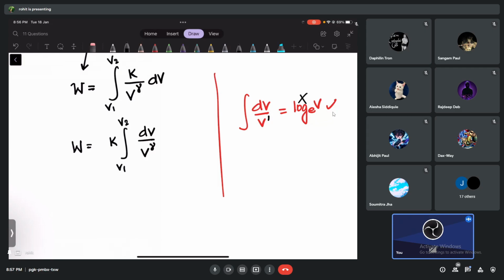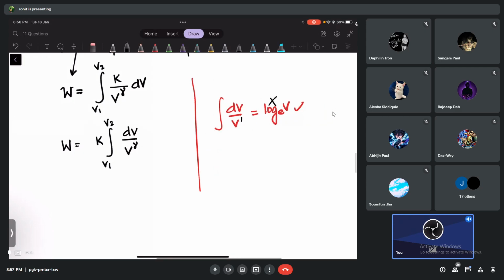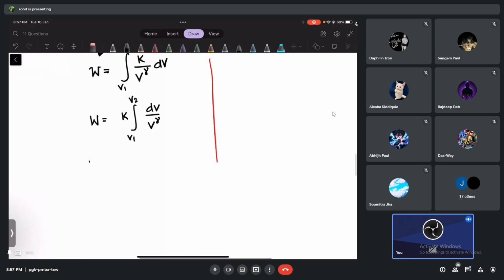Again, I'm not doing the explanation, I'm just telling you which formula to use. For power 1, yes, you can use this, but for any other power you cannot use this. So what formula do I need to use? I'm going to write like this: W equals K integration from V1 to V2 of volume to the power minus gamma dV. I think you're clear with this.